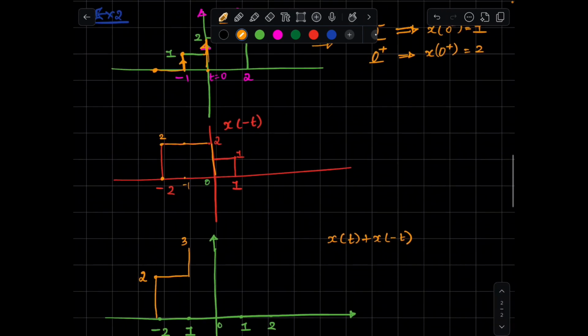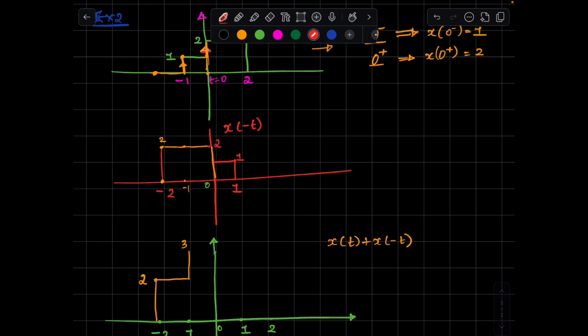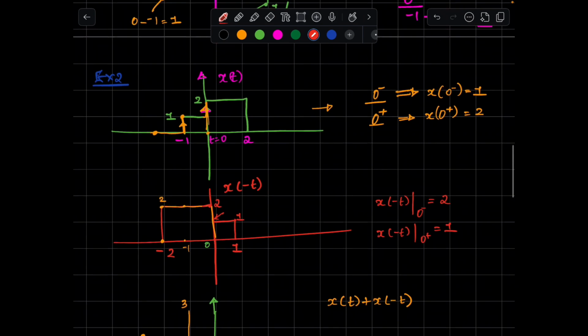Now for this second signal, I can consider x of minus t at 0 minus. What is the amplitude? You see just before 0 the amplitude was 2. Then x of minus t at 0 plus, what is the amplitude? After 0 the amplitude has shifted suddenly at 0 because there is a transition, so the amplitude becomes 1. So you have to write this first, then there is no room for confusion.